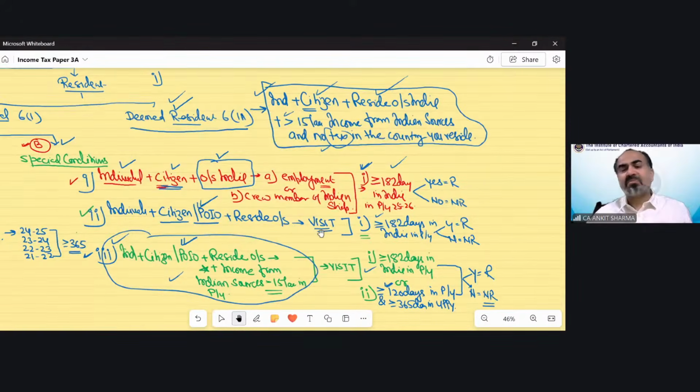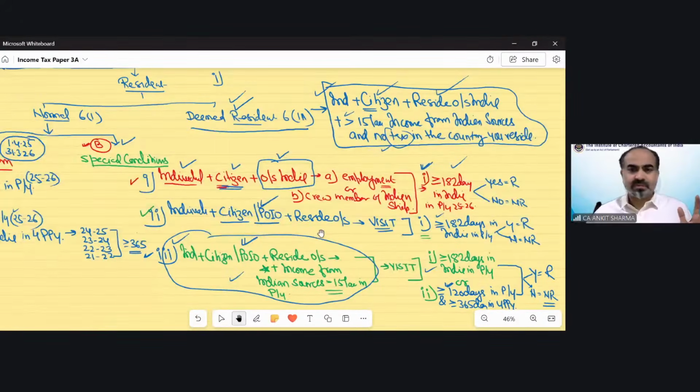So now we have completed all the provisions to find out whether someone is resident or not resident. But the subclassification is left. The subclassification of HUF and the subclassification of individual are also left till now. Before that, let's discuss the provisions with the help of the notes.